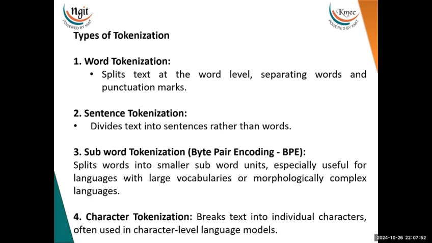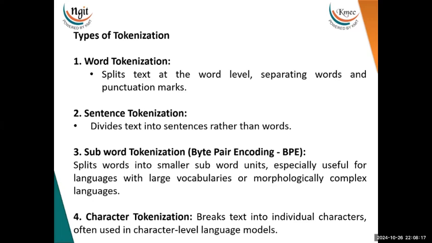And then there is subword tokenization, which we also call byte pair encoding, BPE. This splits words into smaller subword units, especially useful for languages with large vocabularies or morphologically complex languages. It is commonly used in neural machine translation and transformer-based models. Transformer-based models are nothing but your GPTs as well as BERT.